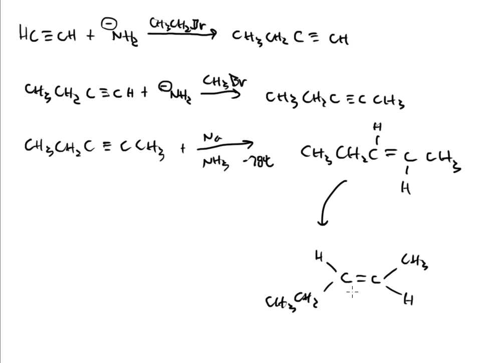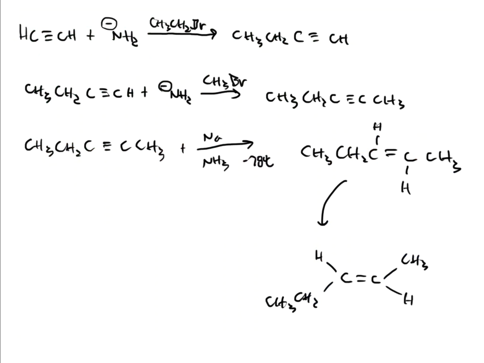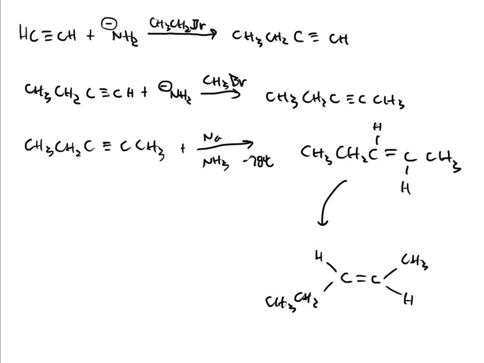Now, I've drawn this a little backward, but I did it for a reason, because that means the same thing here. No difference. My ethyl and methyl are on opposite sides. And here in the drawing, my ethyl and methyl are on opposite sides. The two hydrogens, they are on opposite sides. And here, two hydrogens, they're on opposite sides. So this is E2-pentene. And guess what? This is also E2-pentene. You want that review? I give it to you.